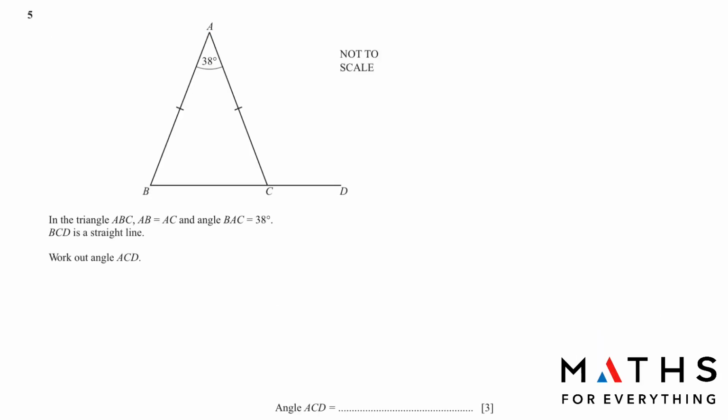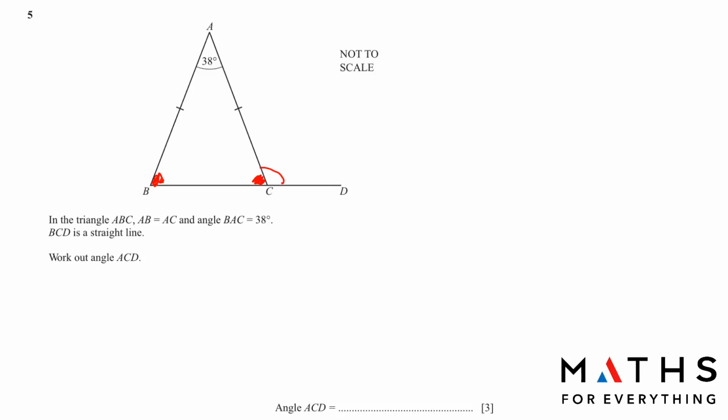Question number 5. In the triangle ABC, AB is equal to AC. This line tells us both the sides are equal and angle BAC is 38. BCD is a straight line and work out the angle ACD. We need to find this angle. For that, we will need to find ACB and ABC. They both are equal to each other. If 2 sides are equal, the opposite angles will be equal. This is an isosceles triangle.